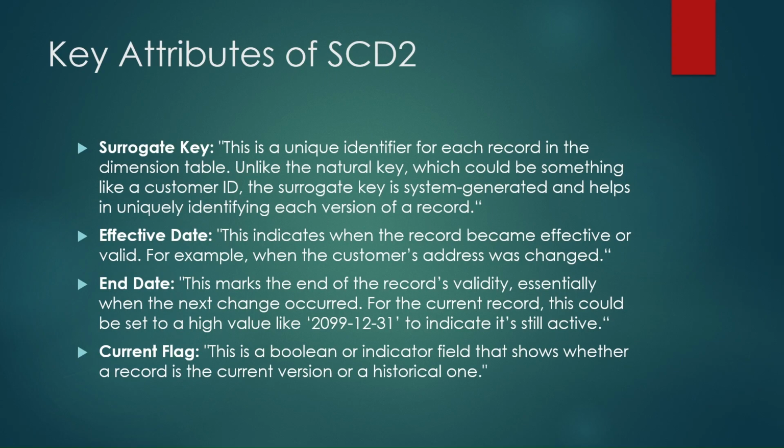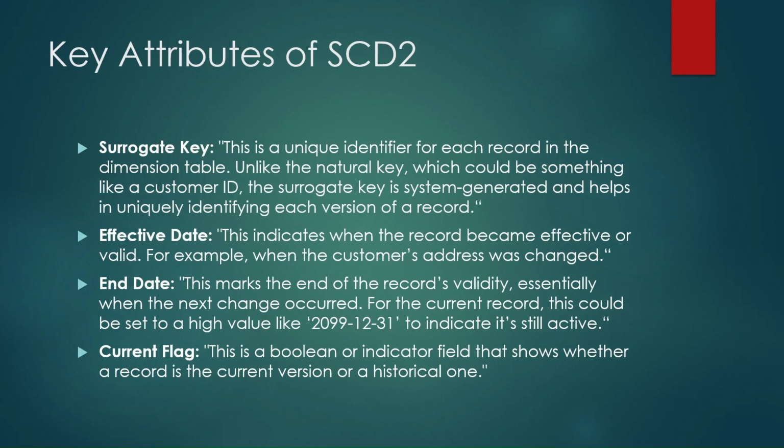There are four key attributes in SCD type 2. One is the surrogate key, another is the effective date, then the end date, and the current flag. Surrogate key. This is a unique identifier for each record in the dimension table, unlike the natural key, which could be something like a customer ID. The surrogate key is system generated and helps in uniquely identifying each version of a record.